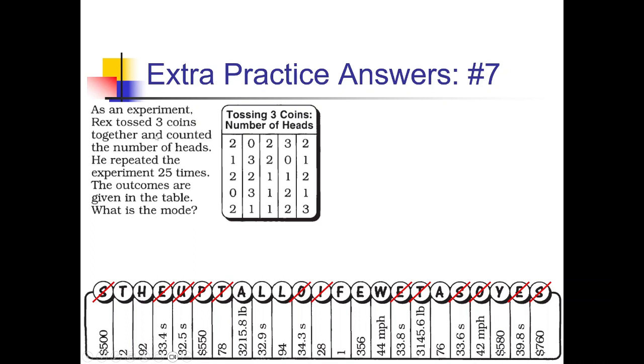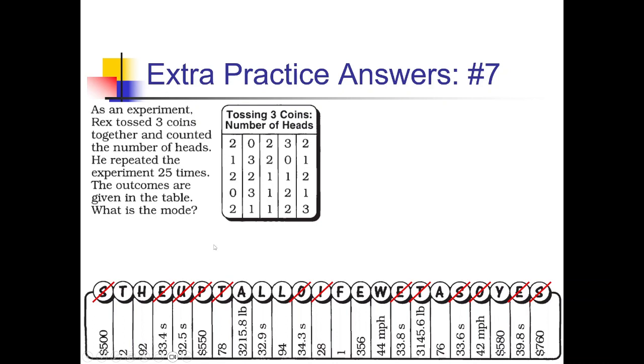For number 7, we had Rex doing a little experiment. He tosses 3 coins together and counts the number of heads and puts that information in this table for each of the 25 times that he attempts this. Based off this, we just want to know the mode, which outcome happened the most.